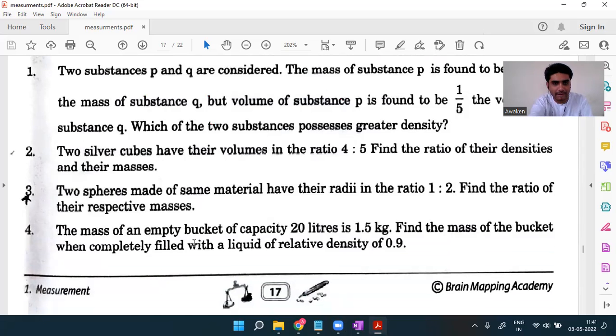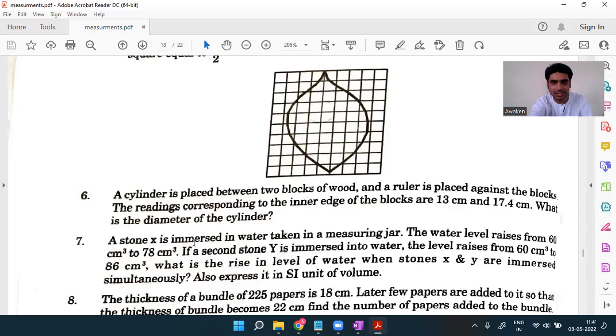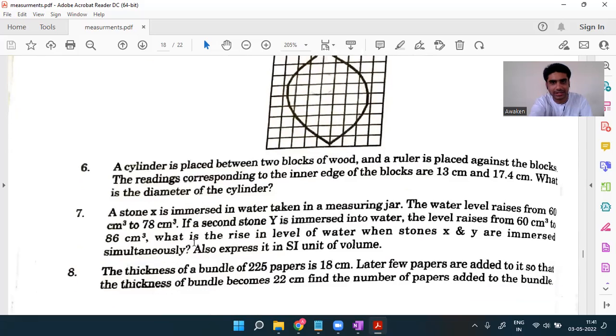Next is the sixth one. A cylinder is placed between two blocks of wood and a ruler is placed against the blocks. A cylinder is placed between two. You have to understand the figure first.